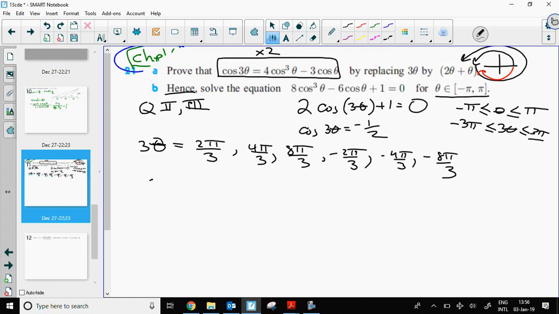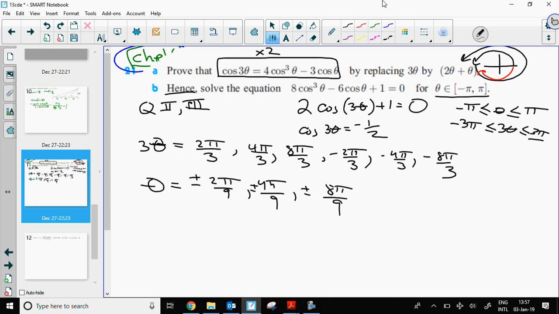So then we divide by 3 here, and we get theta is equal to, I'm just going to say plus or minus, 2 pi over 9, plus or minus 4 pi over 9, and plus or minus 8 pi over 9. And those are the correct 6 solutions to this equation.